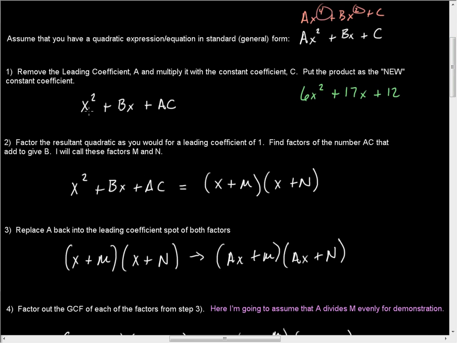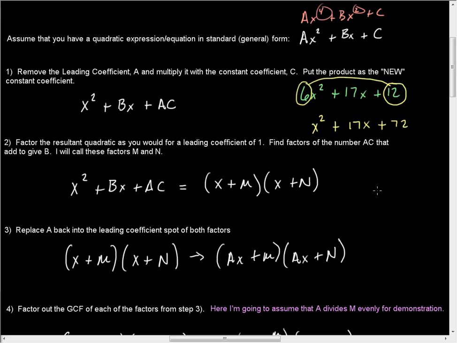So we have x squared. Now this first step says remove the leading coefficient a and multiply it with the constant coefficient c. In other words, we're going to take this first number and multiply it to this last number, and then we're going to put that at the end as a new last number. So I have x squared plus 17x, and 6 times 12 is 72.